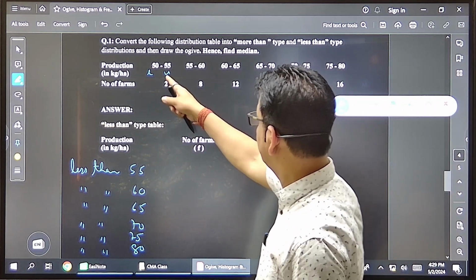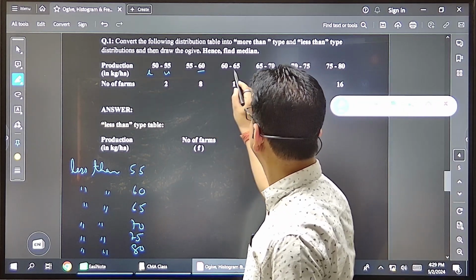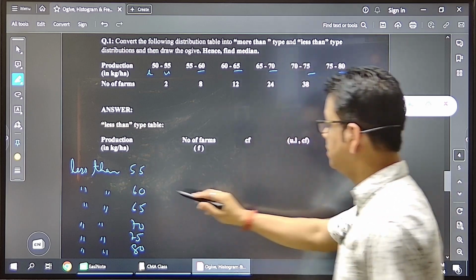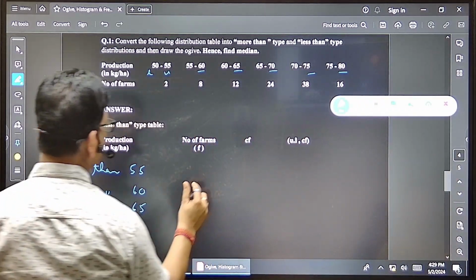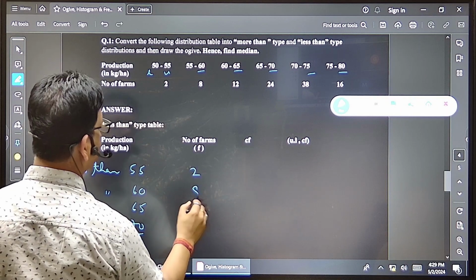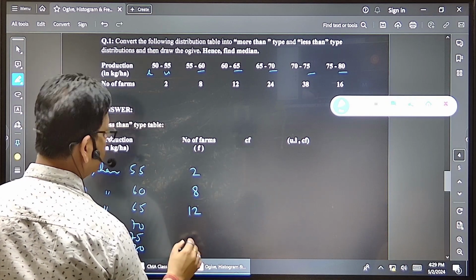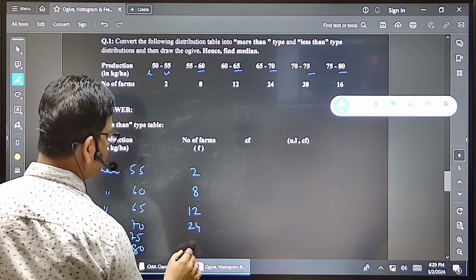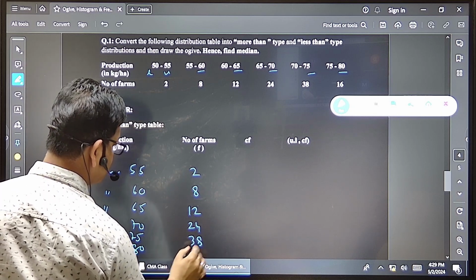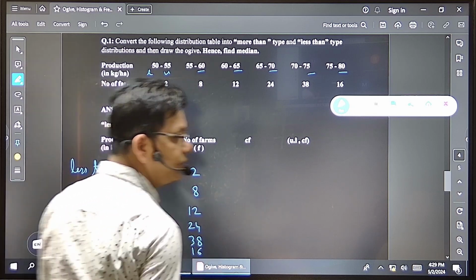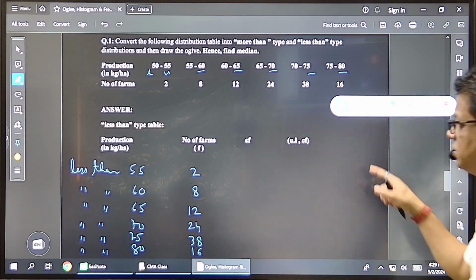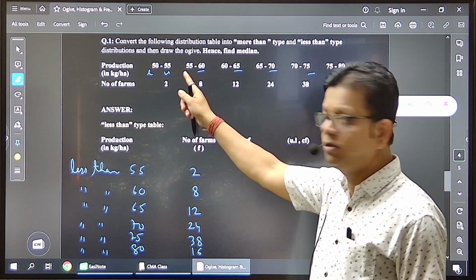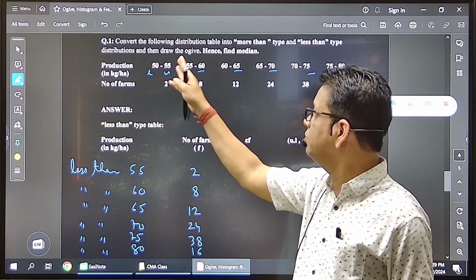Now less than the upper limit, 55, 60, 65, 70, 75, and 80 is taken here. Now what we'll do, let us write this data, whichever is given directly: 2, 8, 12, 24, 38 and 16. Now the next one you try to understand, what is cumulative frequency? Cumulative frequency is total. Now less than 55, practically you try to understand 50 to 55.